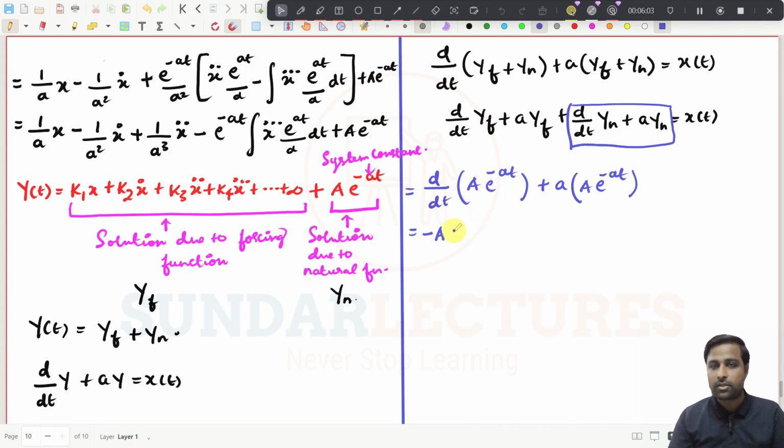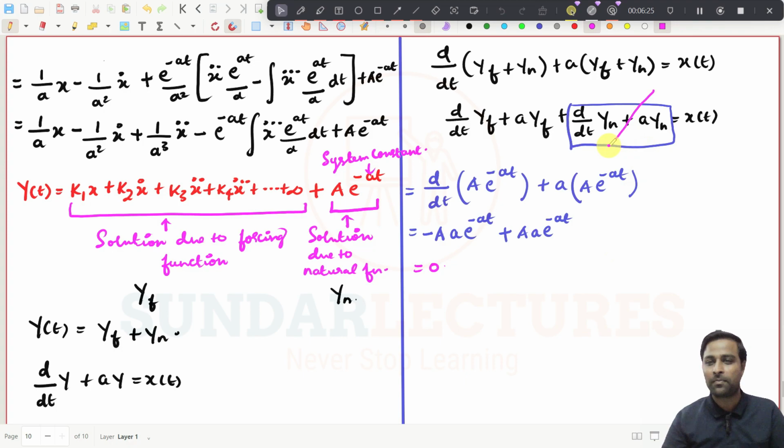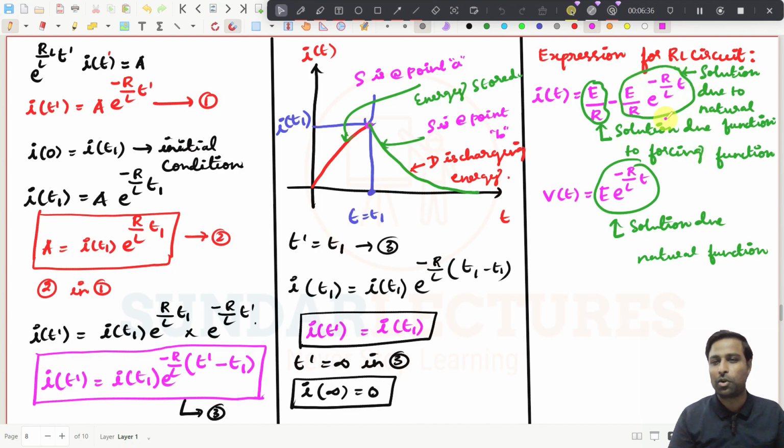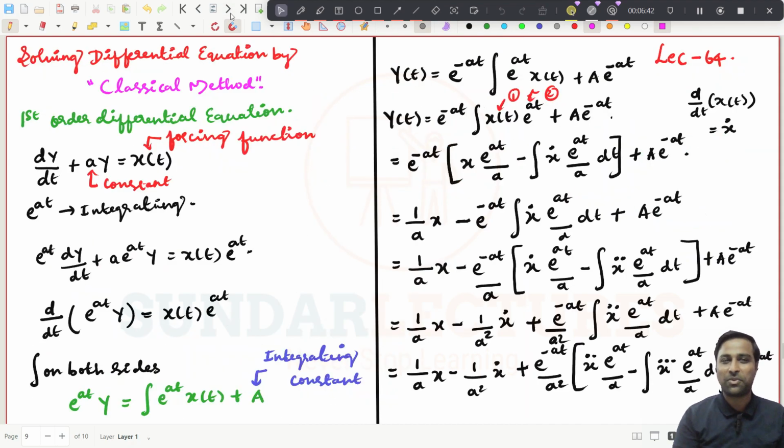Minus will come outside, so it will be minus a e power minus at. Then plus, what is this term? It is directly a into small a e power minus at. What is this? This is 0, right? Both terms will be cancelled out. The solution due to natural function will always be 0. That is what we have seen here. That is why I have repeatedly told you this value will always be 0.